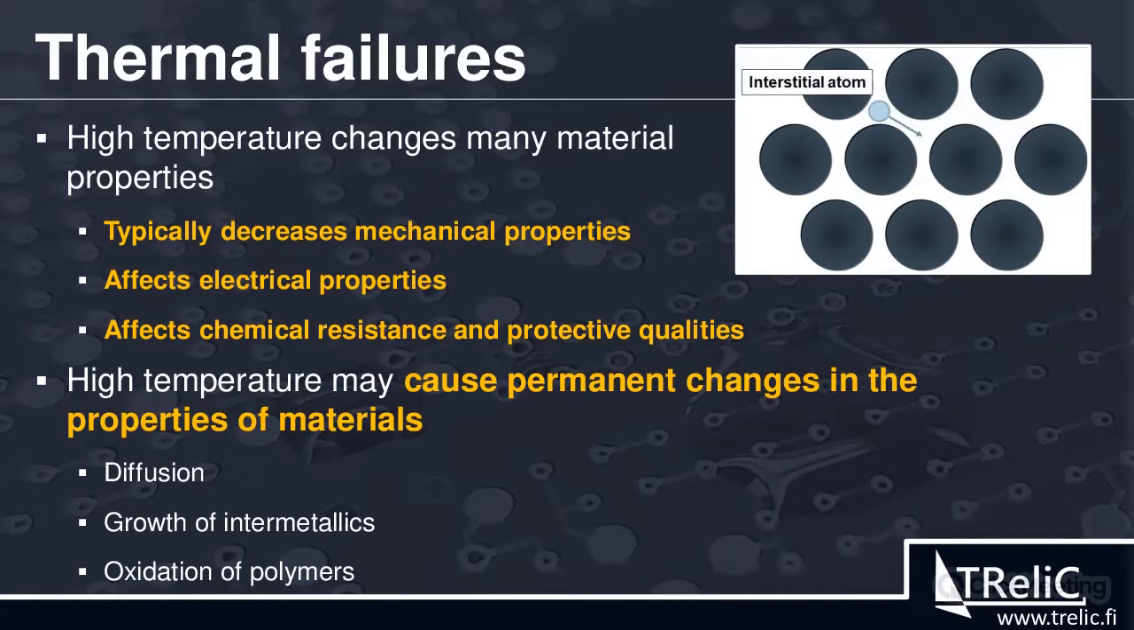And for example, in electronics, this means that we have in solder joints growth of intermetallic layers, which are fragile and then can cause the whole joint to be rather fragile and then cause failure eventually. Polymers oxidize due to high temperature. They also quite often become brittle, and then they are easily cracked and cause failures.